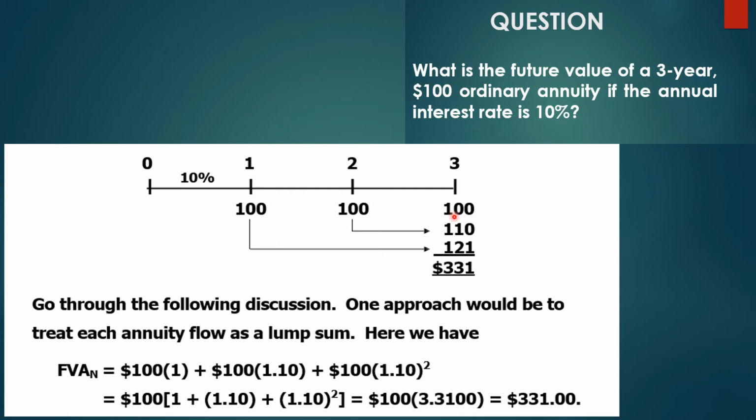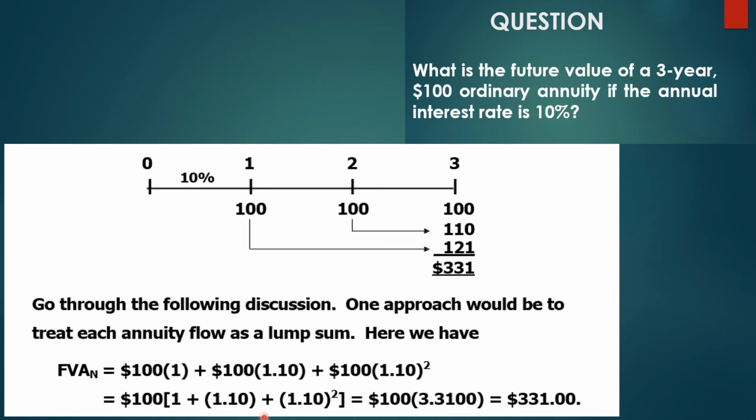So how much would be the future value? Okay, so one approach would be to treat each annuity flow as a lump sum. So we have 100 at once. What we receive at year 3, we just receive that without any compounding. For year 2, we have 100 multiplied by 1.10 because it is only for 1 year. So we have 110 here.